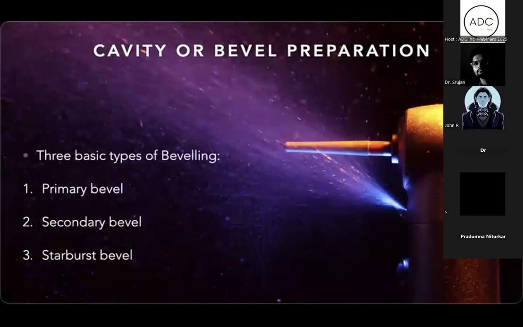Now, the shade selection is done. What is the next step? Isolation, yes. And after that, we do cavity or bevel preparation. For anterior teeth, it's always bevel preparation. And I'll tell you why.